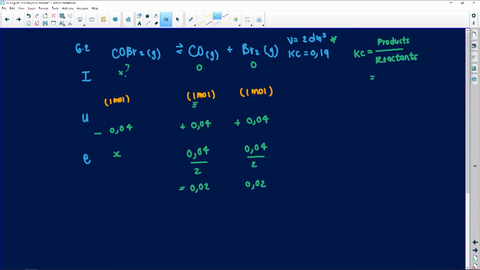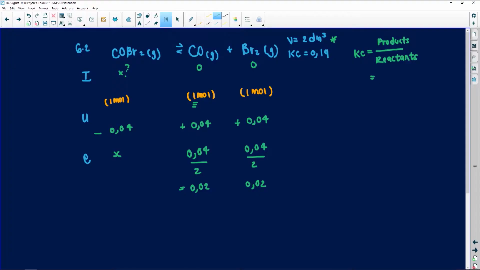Now, something to just stress upon, which most of you forget. Remember, when you do Kc, you do not put your solids. If there was a solid, then you do not include it. You can just put a 1 there, but otherwise you do not put your solids. We do not include solids when we're doing Kc. In this case, we only have gases, which makes sense.